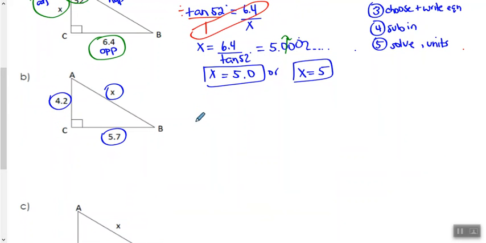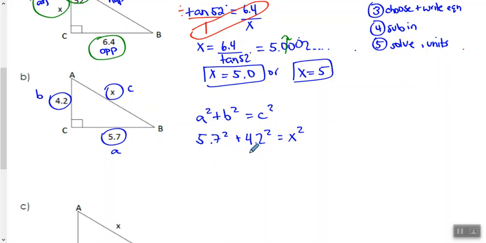So for this, I will be using my Pythagorean theorem. So a squared plus b squared equals c squared. Here, across from this is a, here I have my b, and here my hypotenuse is c. So a squared, so 5.7 squared plus 4.2 squared equals c squared, so x squared in this case.